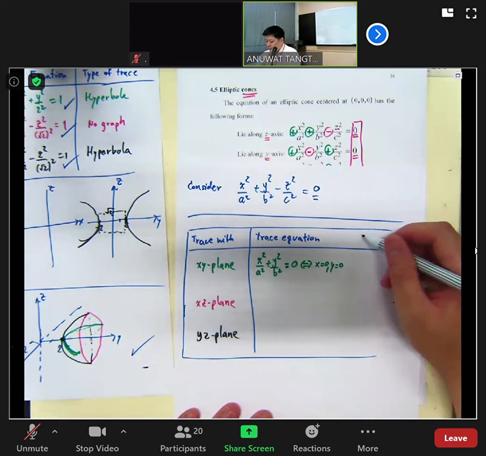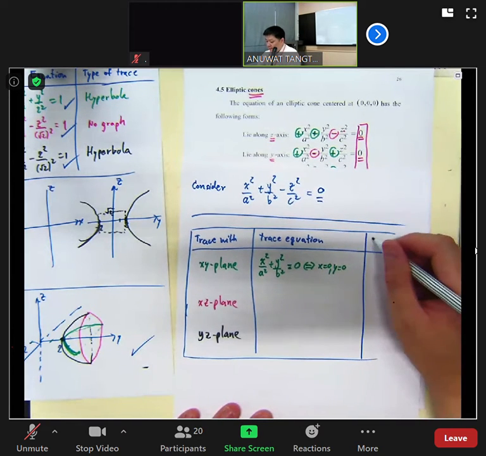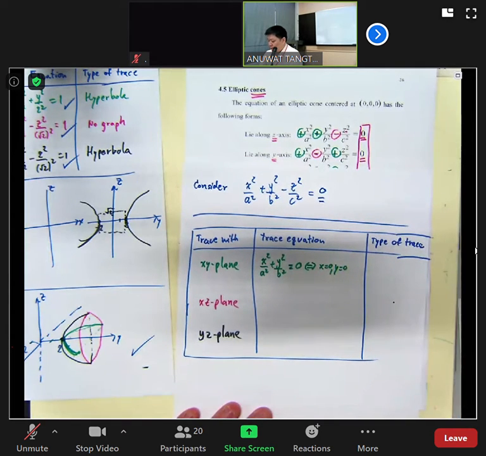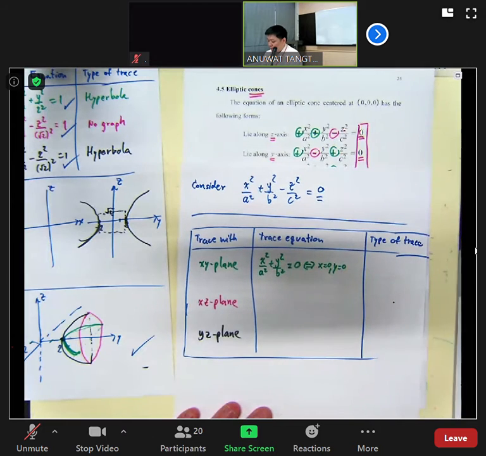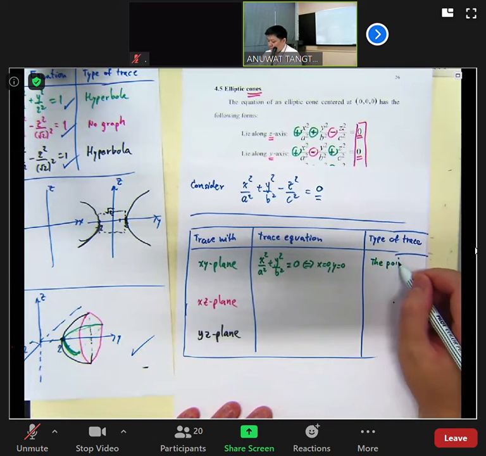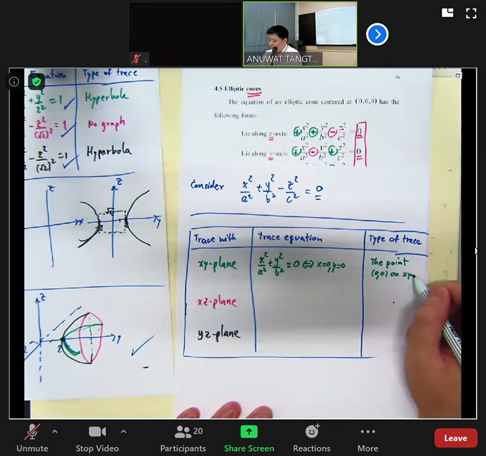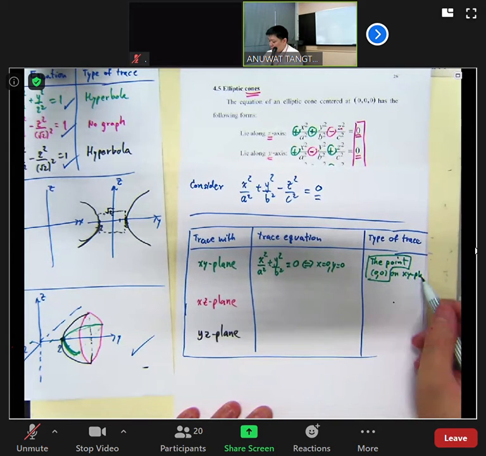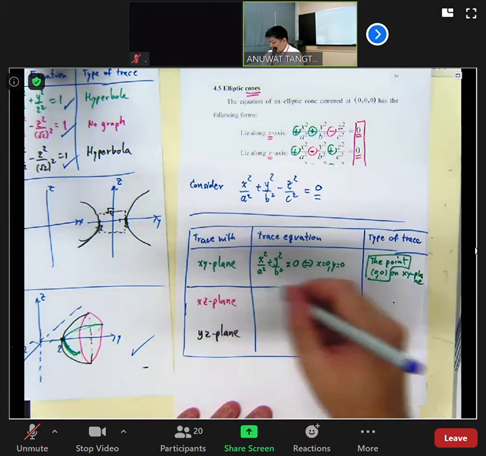Right? So when we specify the type of trace, that would be a point. On the xy plane, just only a point. Is that clear?